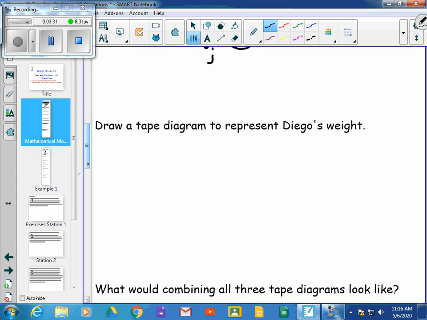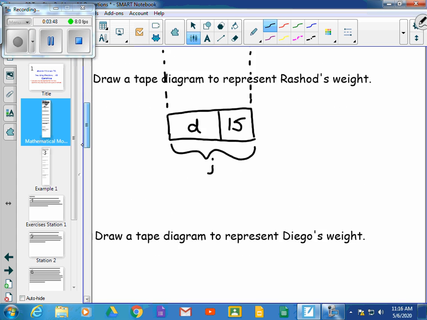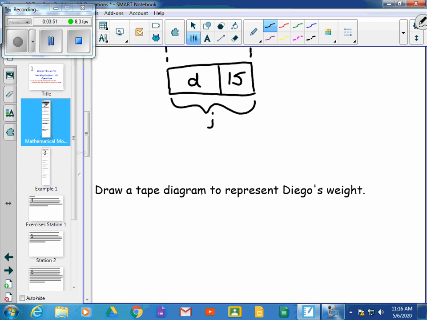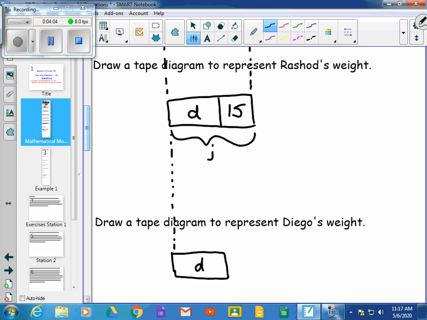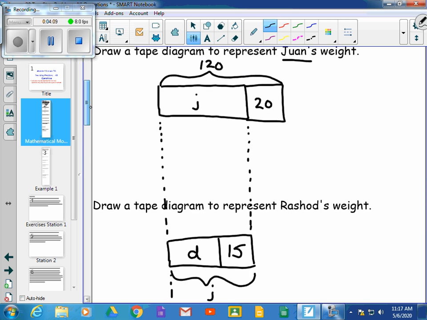Now we're going to draw a tape diagram to represent Diego's weight. Let's see what we knew about Diego. It says let D represent Diego's weight, and we know that Rashad is 15 pounds heavier than Diego. So we just draw that D there, approximately the same size as the other D. So this tape represents Diego. This second one we did was Rashad, and this first one was Juan.